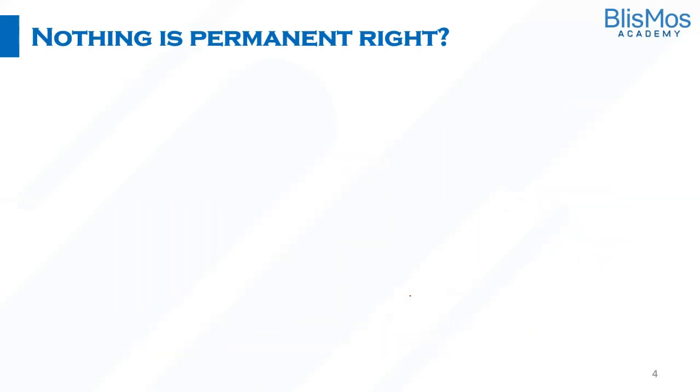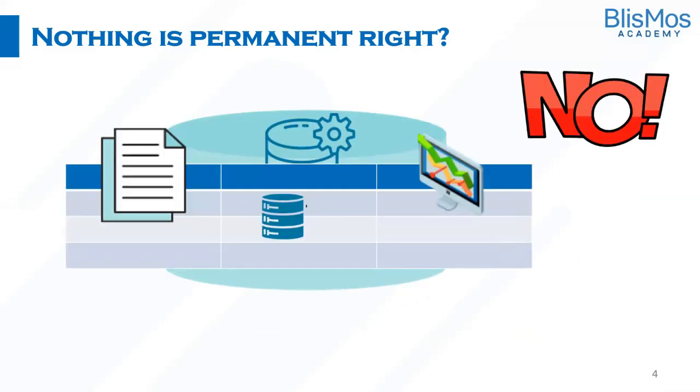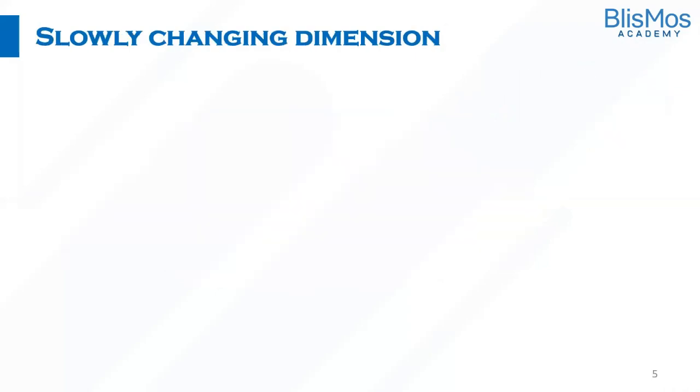Hold on there. Again, the question is: is anything on this earth permanent? No, nothing is permanent. If nothing is permanent, do you expect the data in the data warehouse to remain non-volatile? When we said non-volatile, it is for a specific period of time. As compared to databases, in a data warehouse, data is non-volatile, but it does change over a period of time. That is where slowly changing dimensions come into the picture.